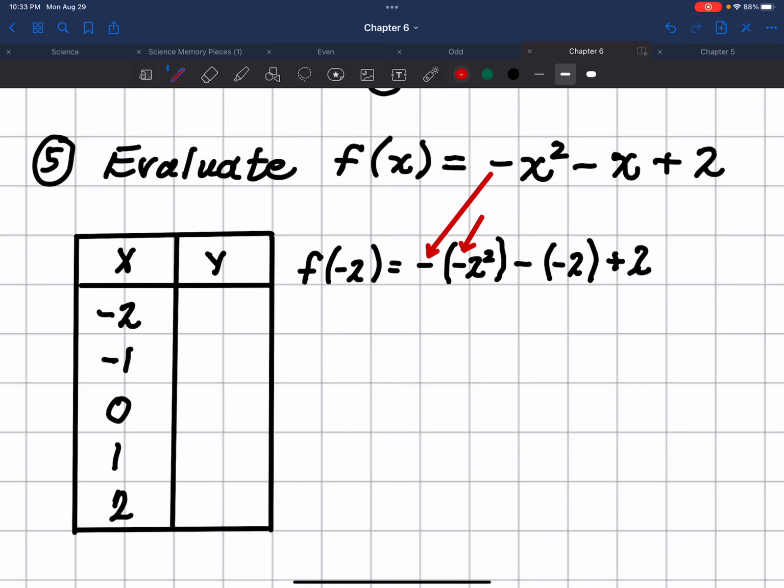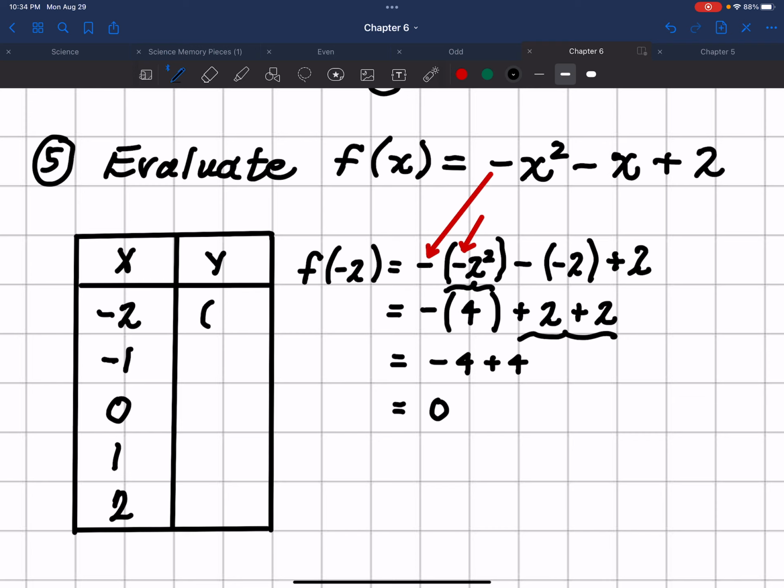Okay, here we go. So we're going to evaluate. We have negative 2 squared is positive 4 plus 2 plus 2. So we have negative 4 plus 4, right, there's 4, equals 0. So this is actually the x-intercept.